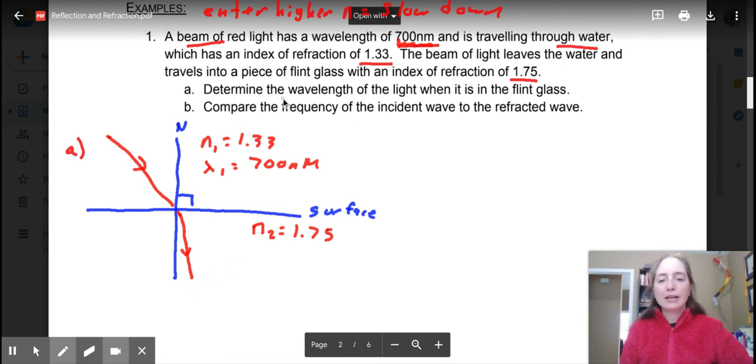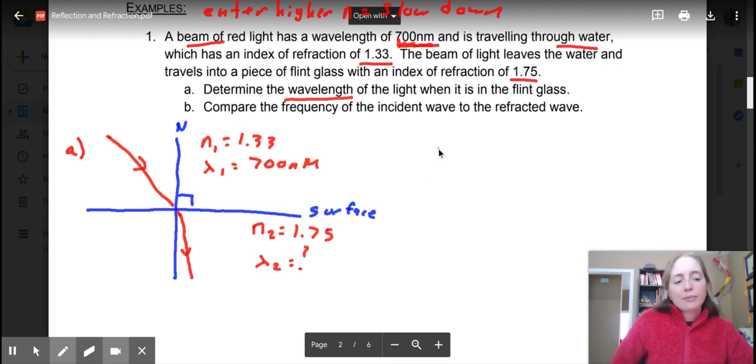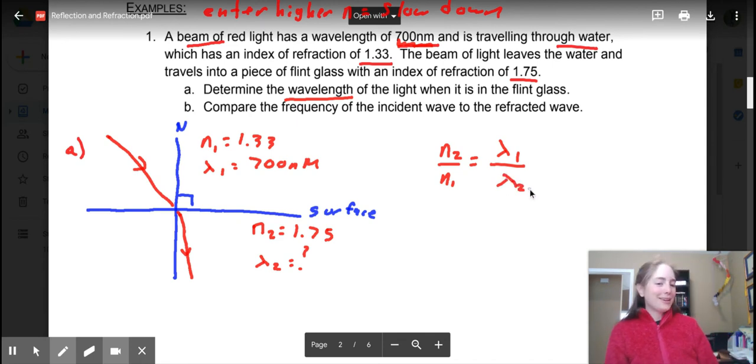And we have been asked to determine the wavelength of the light. So we've been asked to determine lambda 2 here. So ladies and gentlemen, we are going to use our Snell's law. And when you look at your data sheet, you're going to see that you can pick any of the sets you need. I am going to pick my N2 over N1, and I'm going to equate that to lambda 1 over lambda 2. Now, you don't need any of the other info.